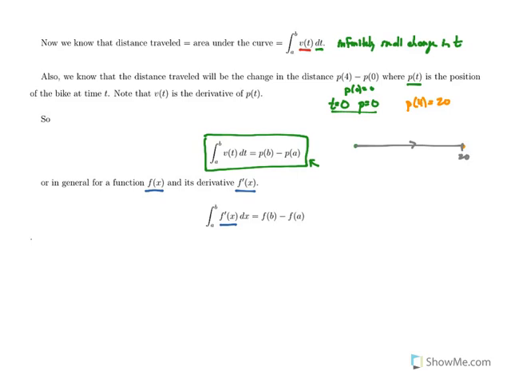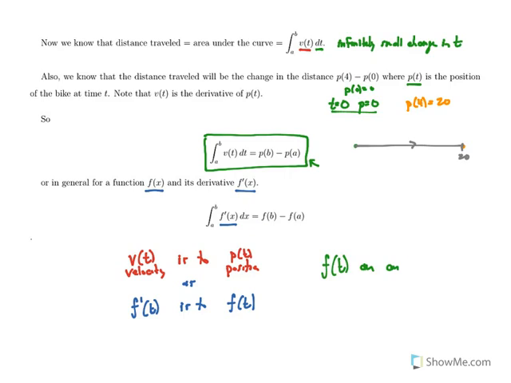So we can say, like a little analogy here, velocity is to position as the derivative is to the function. And we actually call f of t an antiderivative of f prime. It's going backwards through the derivative process.